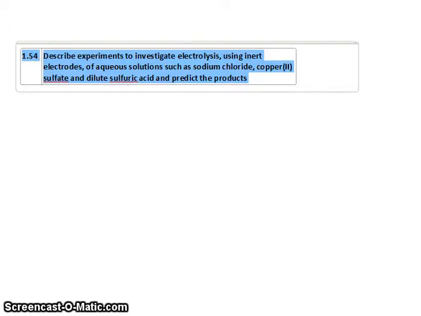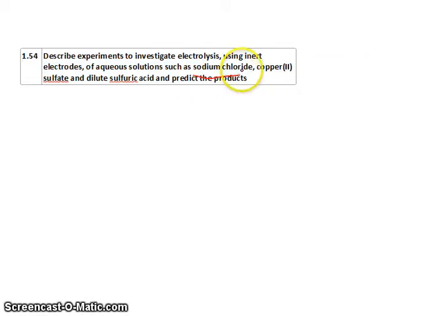Describe experiments to investigate electrolysis using inert electrodes of aqueous solutions such as sodium chloride, copper(II) sulfate, and dilute sulfuric acid, and predict the product. So they're the only ones they're going to ask you, okay? So you can just learn them ones. Now this is based on chemistry of what's called electrode potentials, which is very similar to the reactivity series.